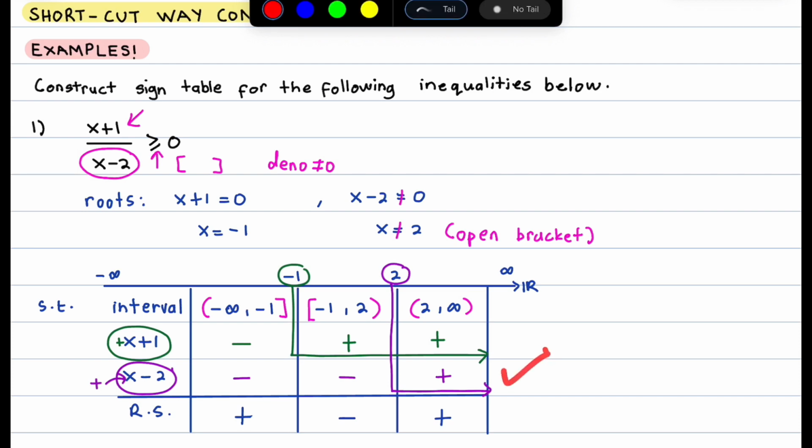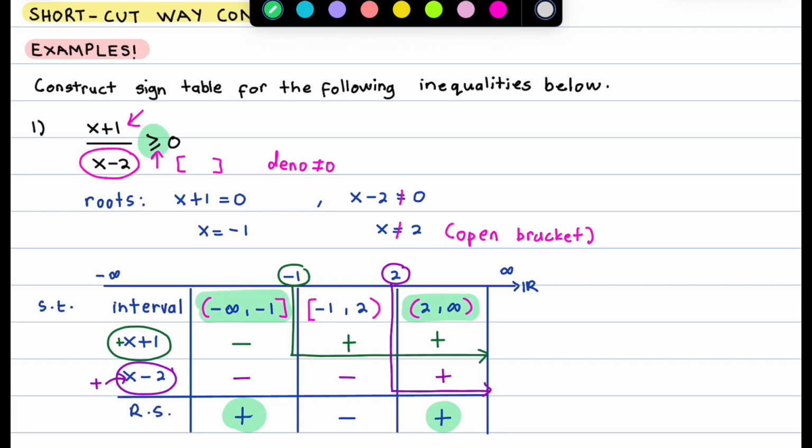Now, how do you find your answer? Again, you have to look at the sign of the given inequalities. So over here, you are given greater than or equal to, so you want it to be a positive sign. For the positive sign, there are two parts of the answer. One is negative infinity until negative 1. Another one will be 2 until infinity.